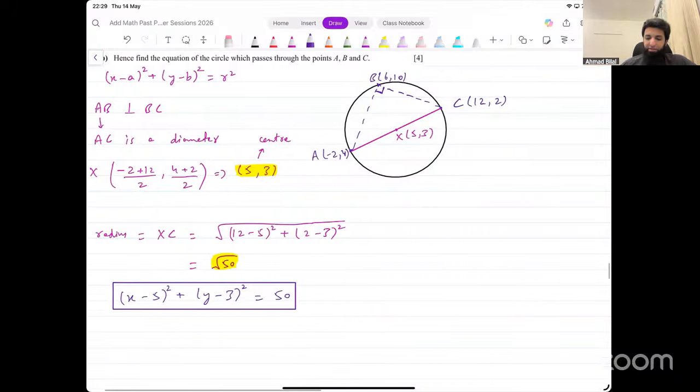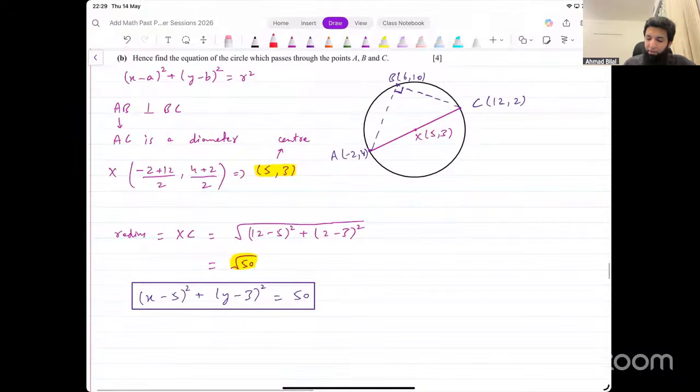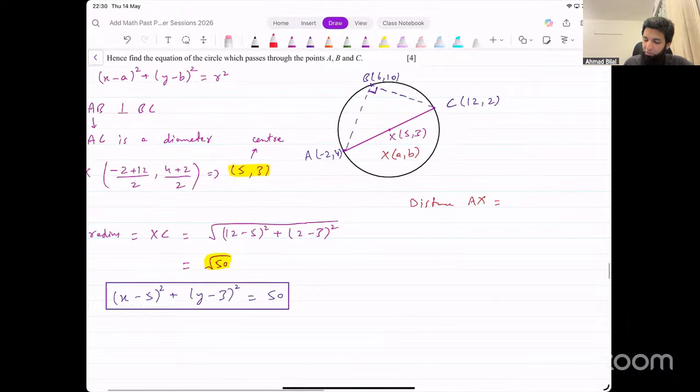So there is a suggestion there. You're saying, what if we write down the coordinates of X as (a, b) maybe, and then you find the distance AX, equate that to the distance XC.